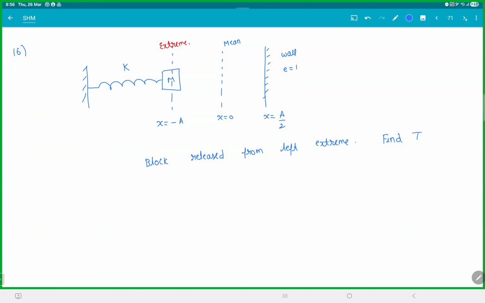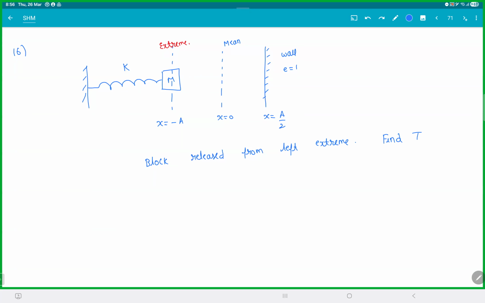So you're not letting it complete a full oscillation. It hits a wall even before it goes to the right extreme. If the wall was not there, you would have gone to plus A on the other side, but you hit the wall and you bounce back, and e is equal to 1, so there's no loss of energy. If someone asks you what kind of motion this is, it is actually periodic motion. This is not SHM.